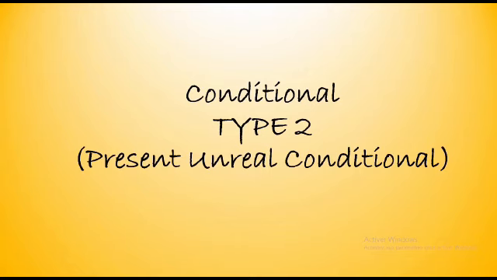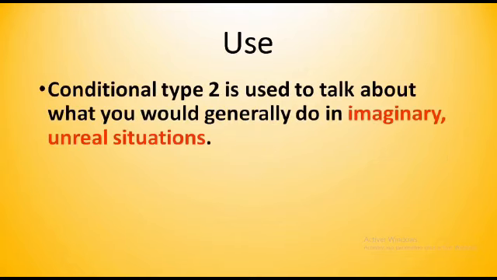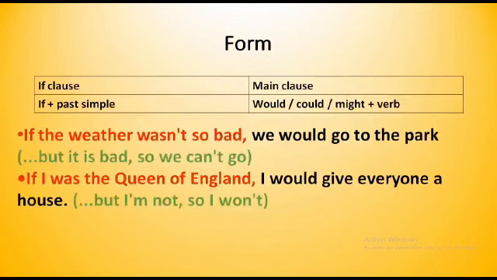Why? Let's see why. Conditional type 2 is used to talk about what you would generally do in imaginary or unreal situations. That is to say, we use conditional type 2 to talk about unreal situations, situations that are not real, imaginary. Alright? Okay.